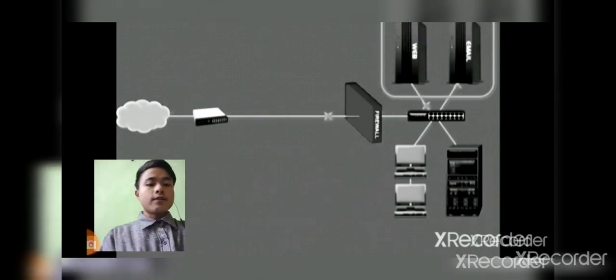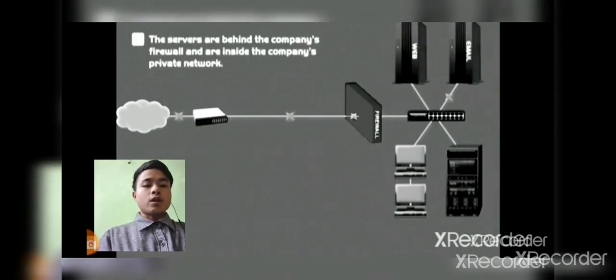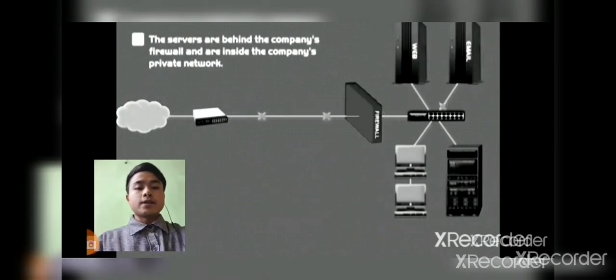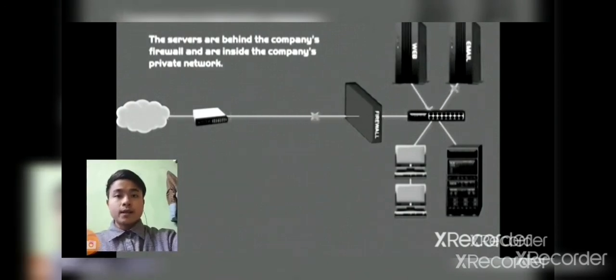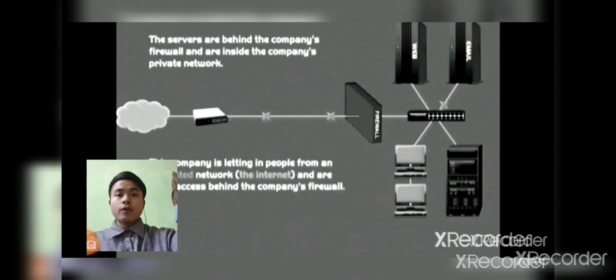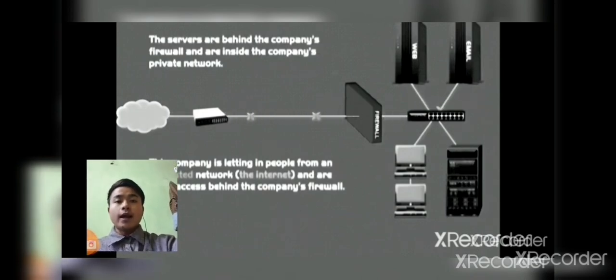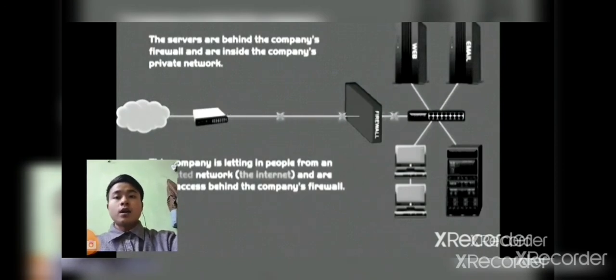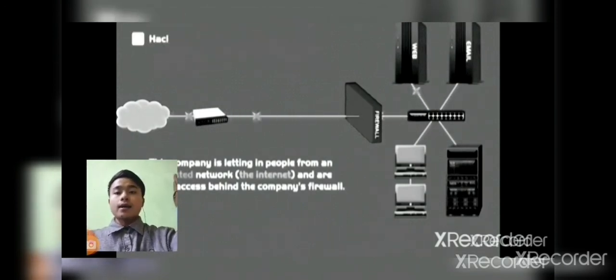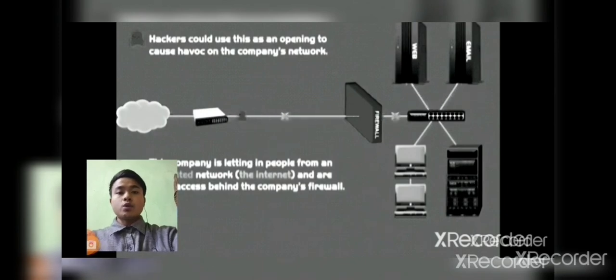Now, because the servers are behind the company's firewall, they are inside the company's private network. It would mean that the company is letting people from untrusted networks, such as the internet, be given access behind the company's firewall and into the company's private network, where the servers are. But this could cause a security concern because as people are accessing these servers, hackers could use this as an opening to cause havoc to the company's network.